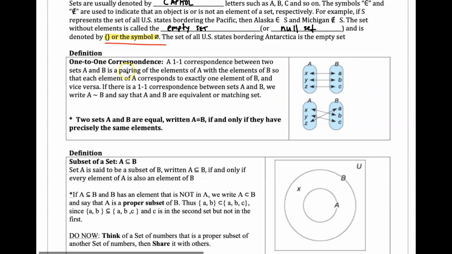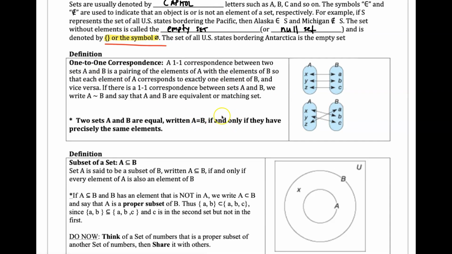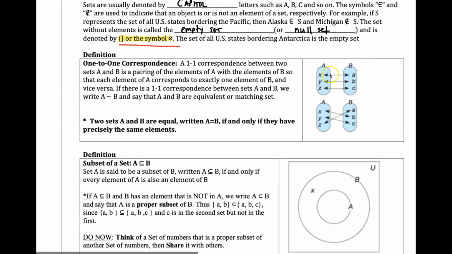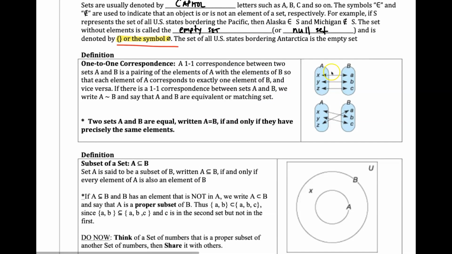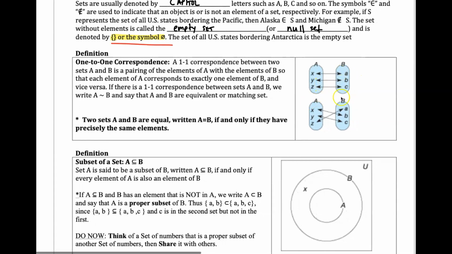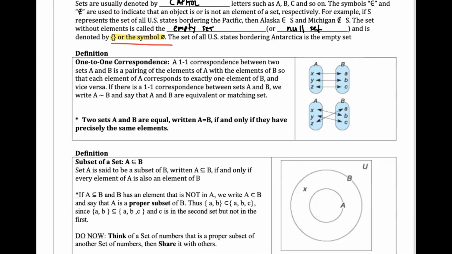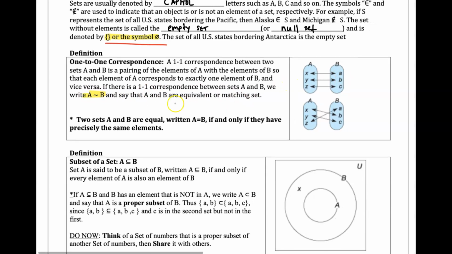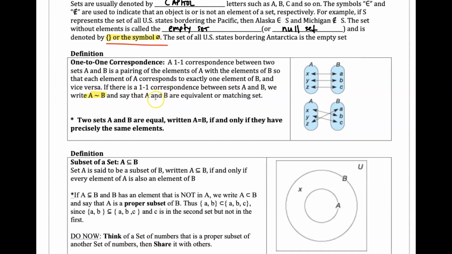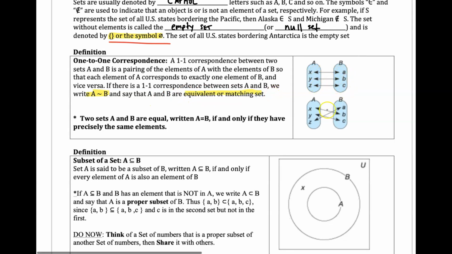So we will say a set has a one-to-one correspondence, right? If the number of elements in one set matches up to the number of elements in another set, then we say there's a one-to-one correspondence. And so we can look at the definition. If there is a one-to-one correspondence between sets, we write this. We use that symbol to say those sets have the same amount of objects. And we say A and B are equivalent or matching sets. See how they match up with each other.